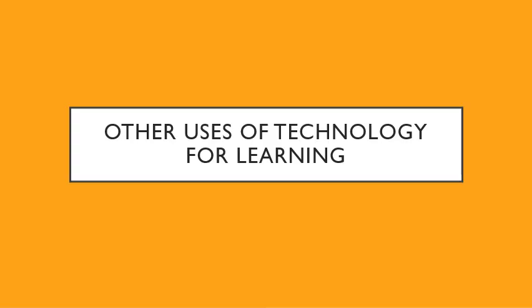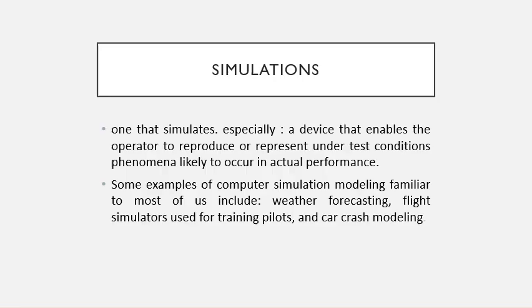Okay, now other uses of technology for learning. These were the uses which we have already learned, uses of computers as technology for learning. Now we are going to learn the other uses of technology for learning. Number one is simulations.